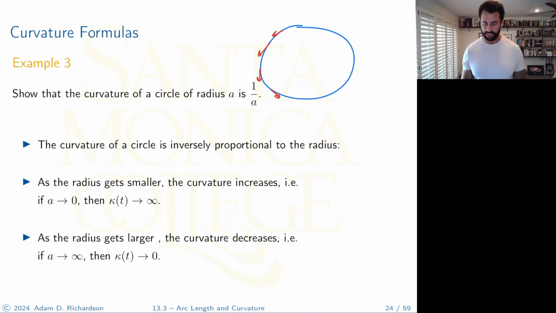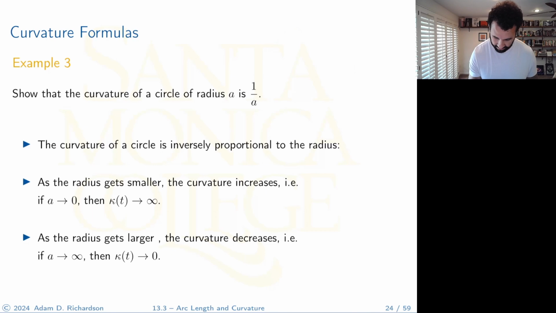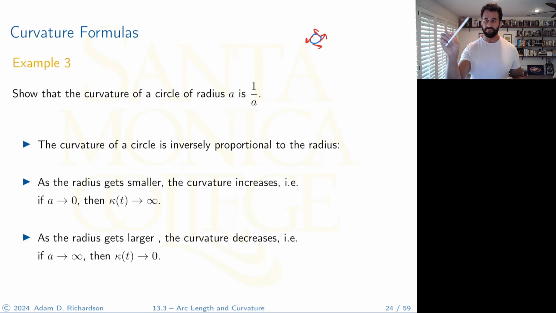The tangent vector isn't changing that much, but if I shrink that circle down to something very tiny, well, now the unit tangent vector is changing a lot, right? It's actually changing quite a bit as you go around the circle. So that's exactly what's happening. As the radius gets smaller, the curvature increases because those tangents are going like whoosh very quickly. As the radius gets bigger, you can see that the tangent will not turn nearly as much when I have a big radius. So the curvature of a circle is inversely proportional to its radius.